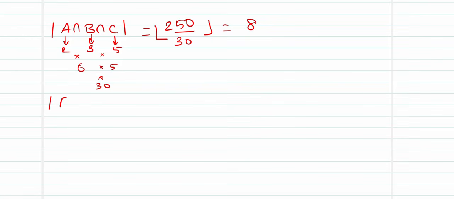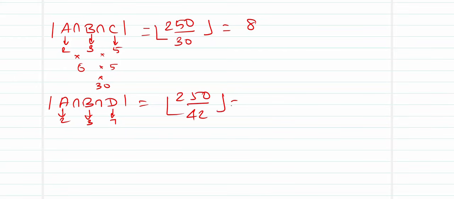The next one is going to be A intersection B intersection D. So it is 2, 3, 7. So it is going to be 250 divided by 2 3s are 6, 6 7s are 42. So go for the number of numbers divisible by 42, your answer will be 5.